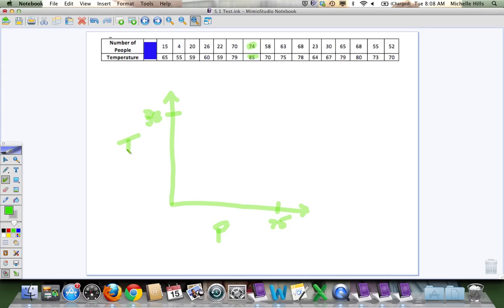Now I already plotted the points because it takes a long time to do it on here, and I didn't want the video to be terribly long. So you'll see on the next screen, I went by fives on my horizontal axis and fives on my vertical axis. You don't always have to go by the same thing, but given the data, that's the way it worked out.